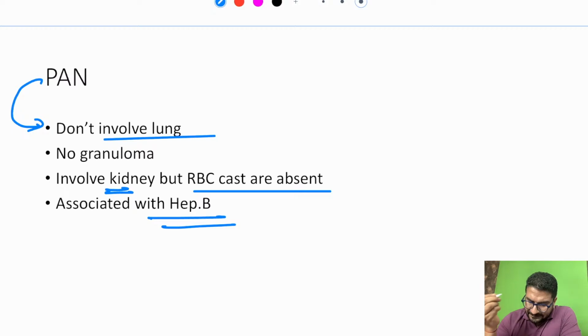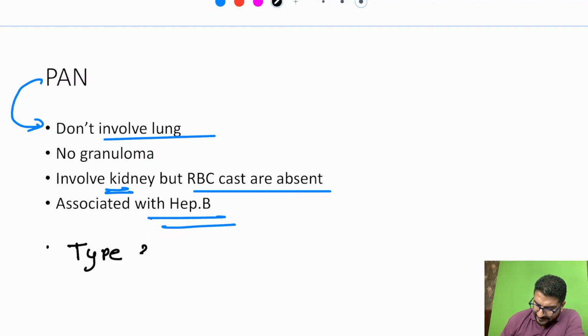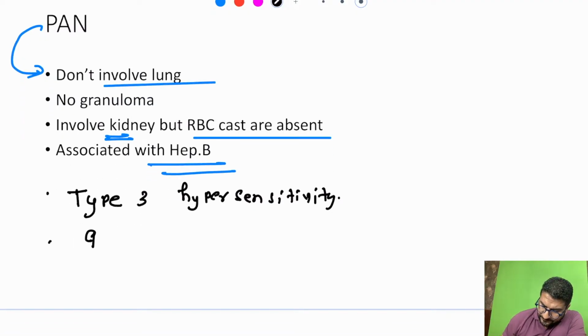Now in PAN, understand what MCQs they ask you generally. From here they ask pathology questions. So what pathology questions do they ask you in the exam? First, they will ask you PAN is which type of hypersensitivity. So it is a type 3 hypersensitivity. Now in type 3 hypersensitivity, what will you find? Type 1 is called anaphylactic, type 2 is called cytotoxic, type 3 is immune complex. So here you will find immune complex.